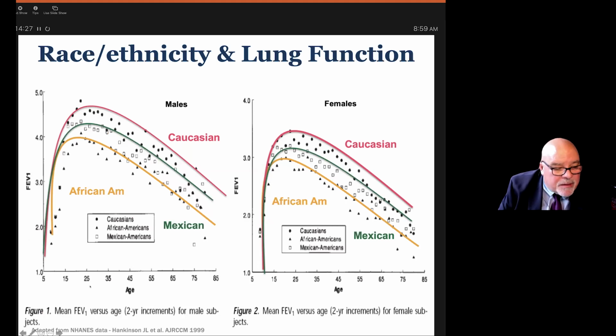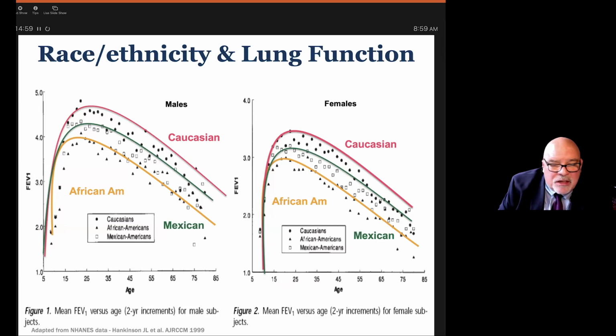This slide's a little complex, so I'll walk you through it. On the x-axis here, I have age going from 5 to 85. I have males on the left, females on the right. On the y-axis, I have lung function. The higher you are, the better. And what you see is there are 3 different normal prediction standards, one for African, one for Mexicans, and one for Caucasians. And that's because when little Johnny comes into the clinic, you want to make sure that you're comparing apples to apples.